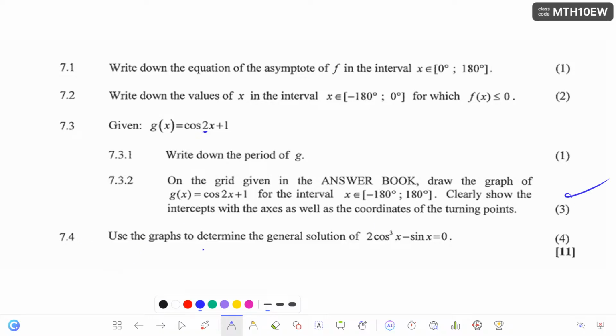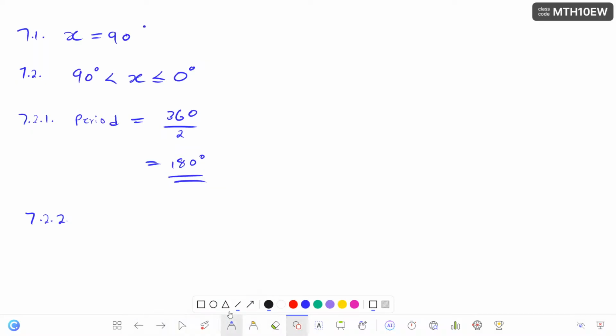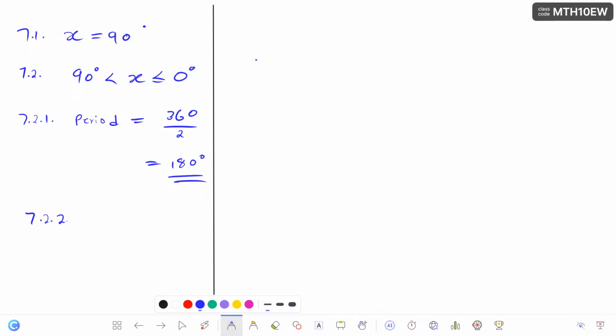7.4, they said use the graphs to determine the general solution of 2 cos^3 x minus sine x is equal to 0. So okay, first of all, we need to try to simplify that equation. So we're given 2 cos^3 x minus sine x is equal to 0. So we need to take sine to the other side. So it's going to be 2 cos^3 x is equal to sine x.